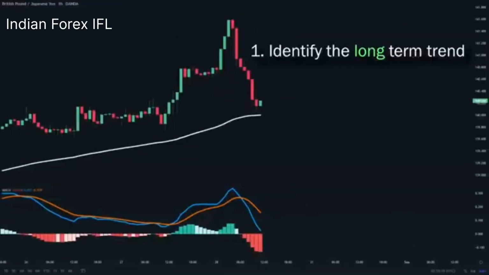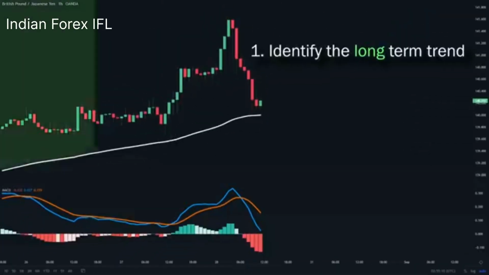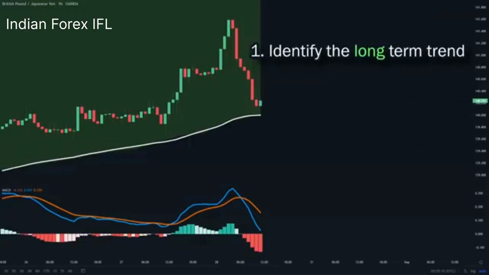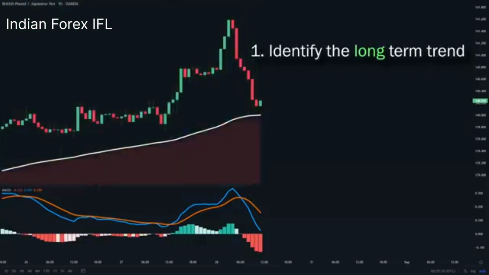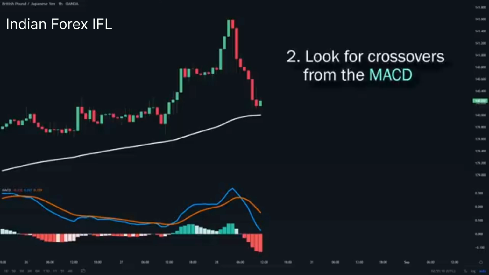The first step is you want to identify the long-term trend by looking at the 100 EMA. If the price is above the 100 EMA, it indicates that the long-term trend is up. And if the price is below the 100 EMA, it indicates that the long-term trend is down. So once you've identified the trend, the next step is we want to look for crossovers on the MACD that show the same signal as the long-term trend.